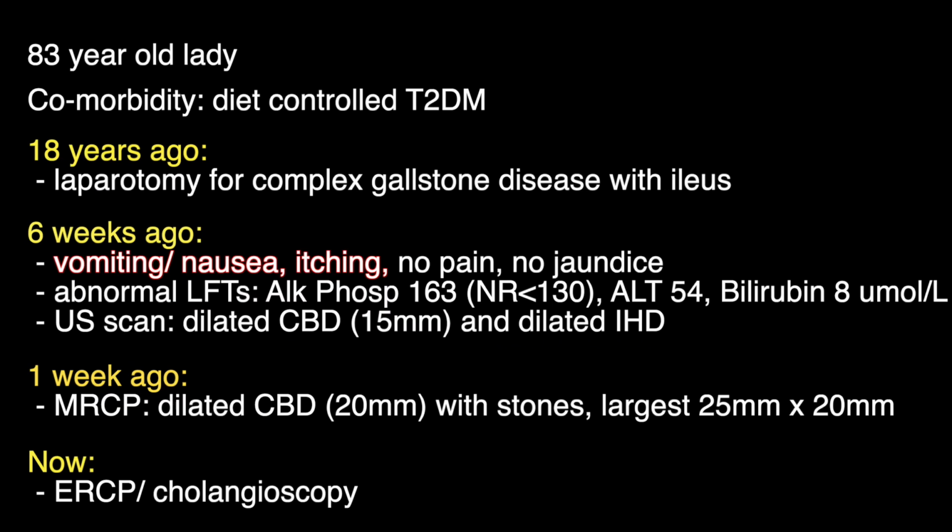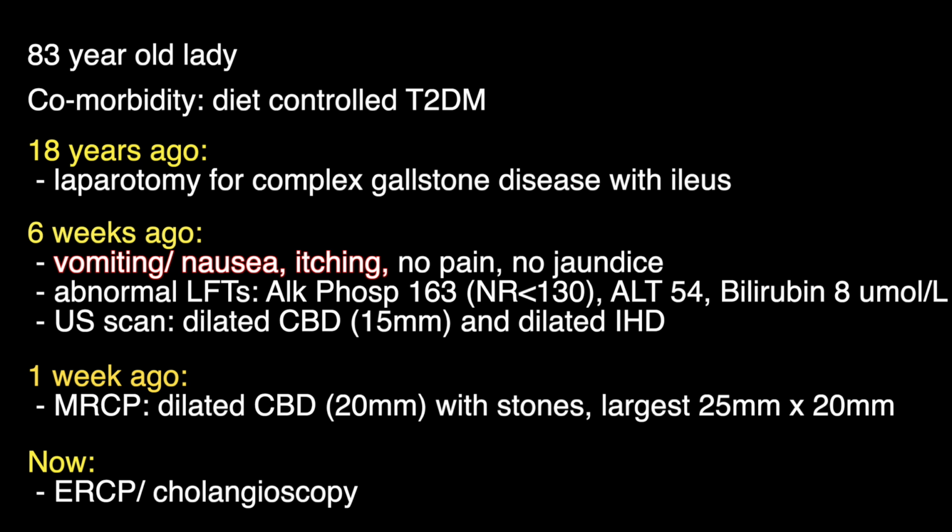The patient is an 83-year-old woman with diet-controlled diabetes. About 18 years ago, she had a laparotomy for complex gallstone disease with associated gallstone ileus. She remained well after this operation until about 6 weeks ago, when she developed nausea, vomiting and itching. There was no abdominal pain or jaundice.